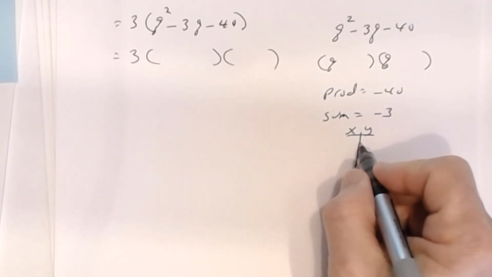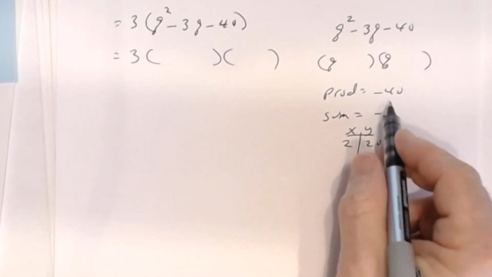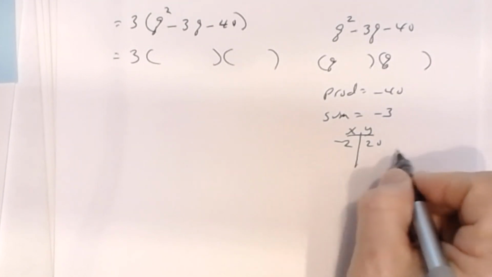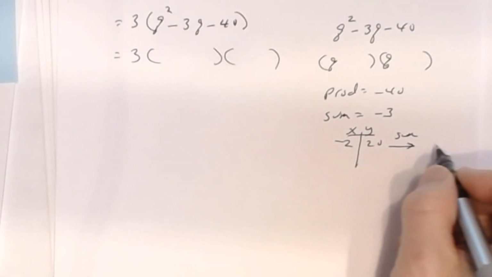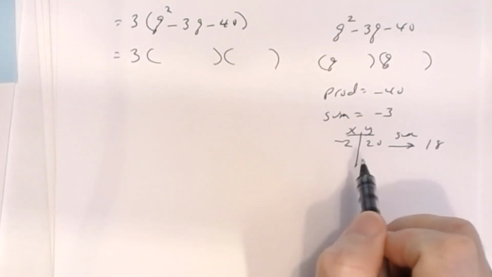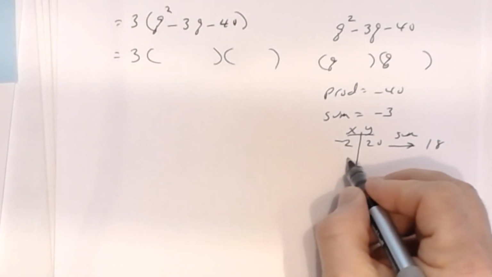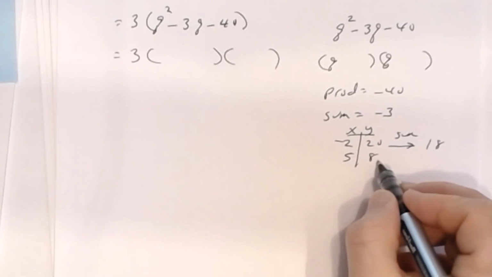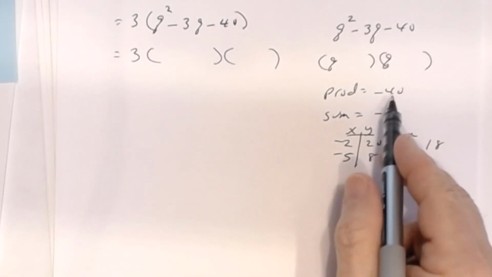For example, someone may say, well, 2 times 20 is 40, but I want it to be negative, so let's make 2 negative. But the sum is not going to help us, because negative 2 plus 20 is 18, but I wanted a negative 3. So then you may say, well, what about 8 and 5? 5 times 8 is 40, correct? And you may say, I'm going to make this negative because I want a negative 40.